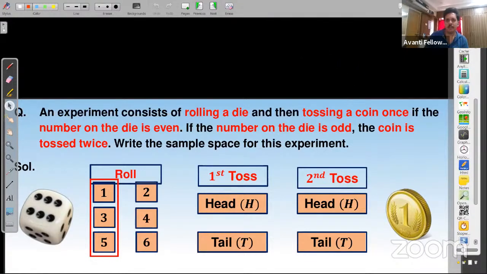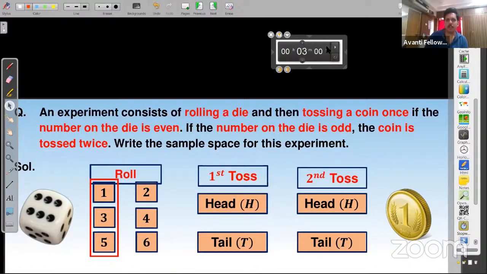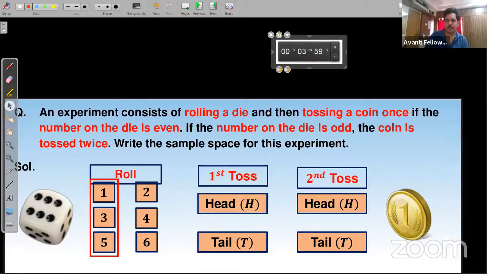How many total number of sample points? Total number of sample points that I require. I'm giving you 4 minutes of time, guys. Come on, try to give me the answer fast. It is easier, not a big deal. Completely similar to the previous one only. Only thing is, there he has given a coin. Here he has given a die first.